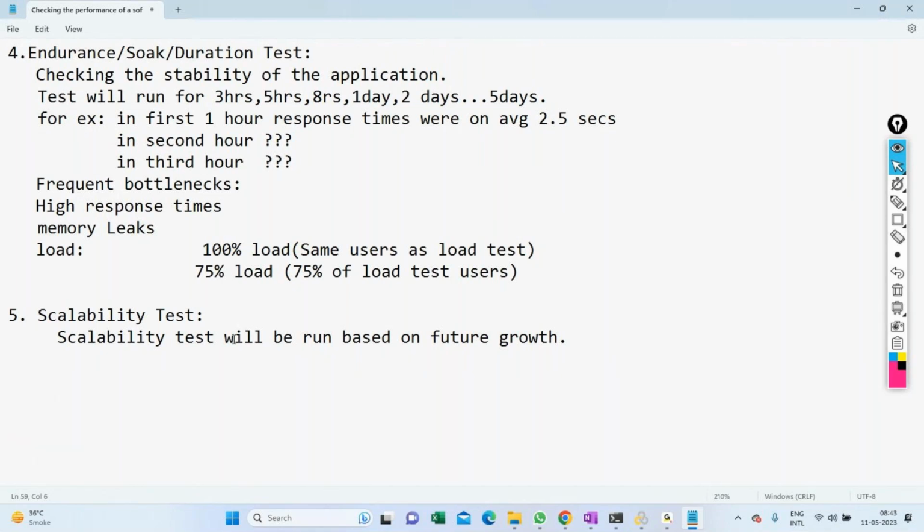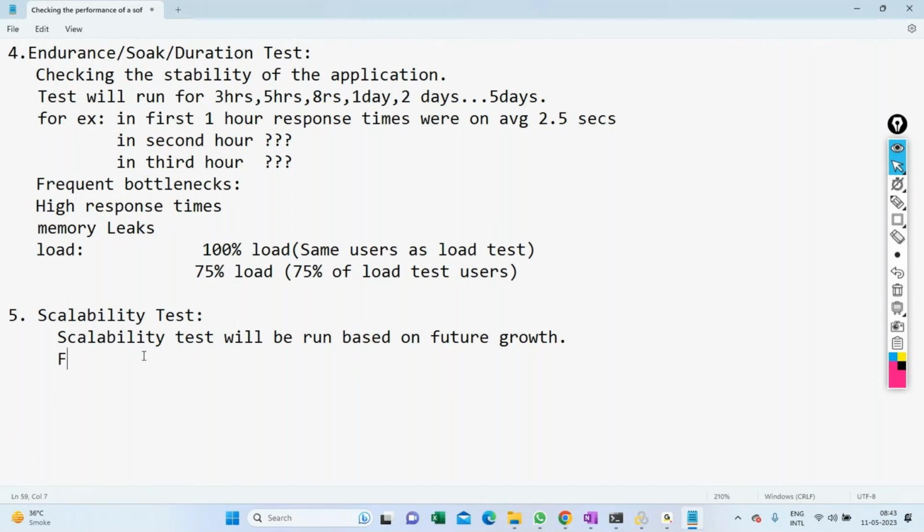Or if your client says like this, "Hey, you have run a load test with 500 users. However, I'm expecting my business to grow by 50% in the next 6 months." So that means you have to run the scalability test with 750 users now. You got my point? Okay.